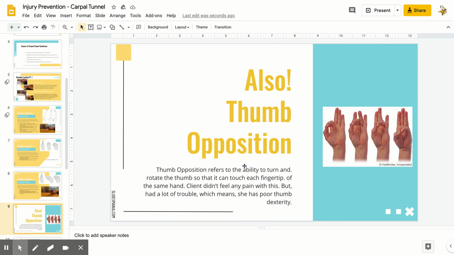Also, thumb opposition. Thumb opposition refers to the ability to turn and rotate the thumb so that it can touch each fingertip of the same hand. The client didn't feel any pain with this, but had a lot of trouble, which means she had poor thumb dexterity.